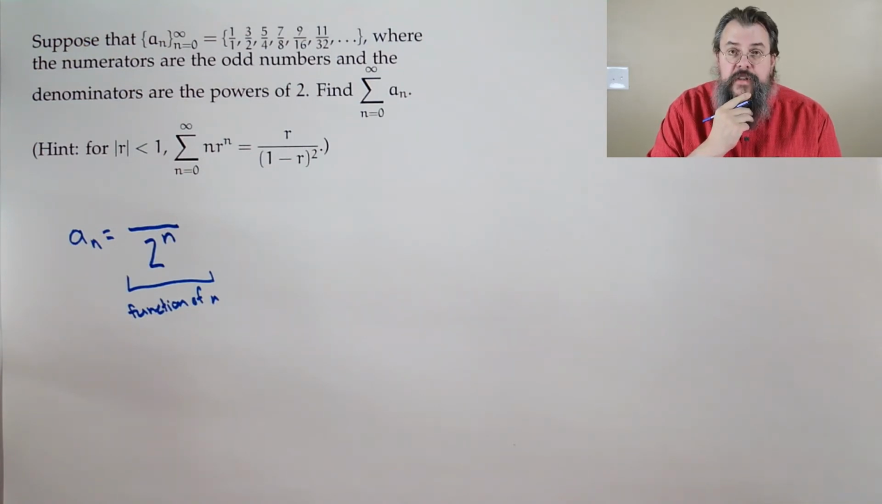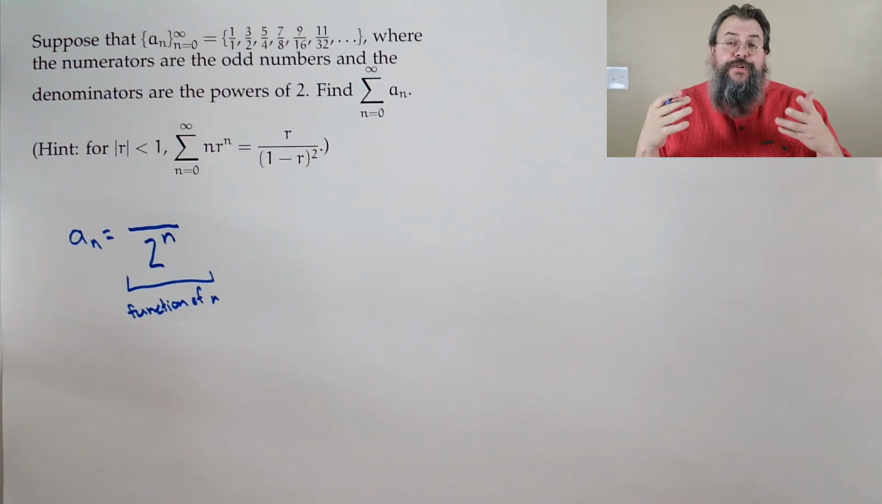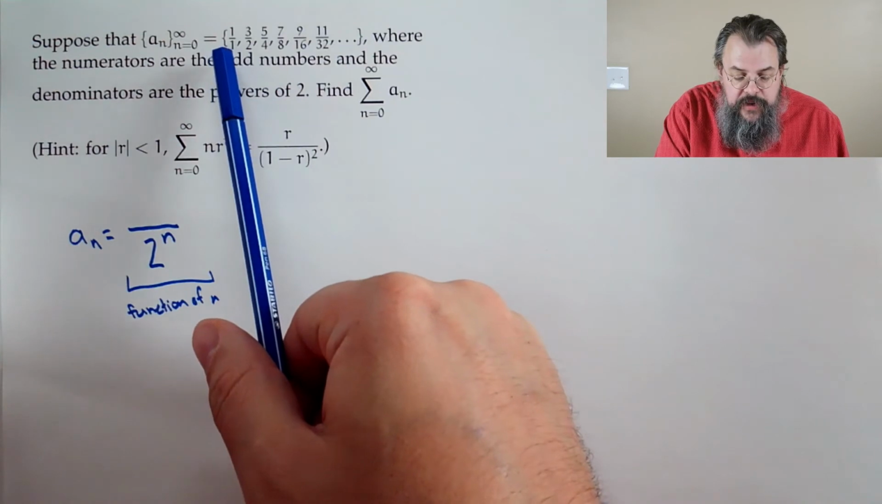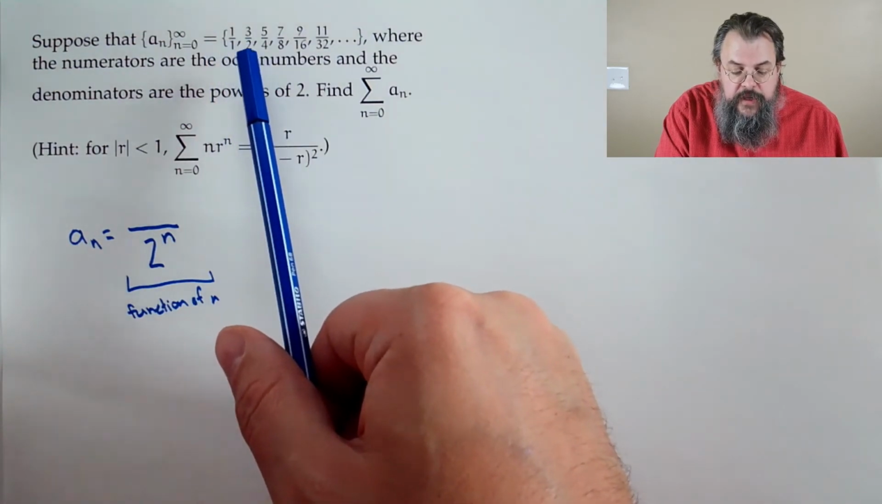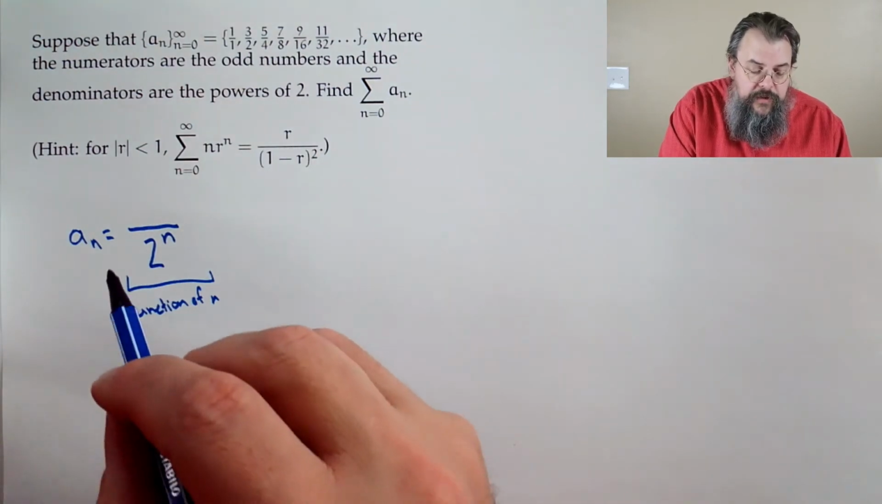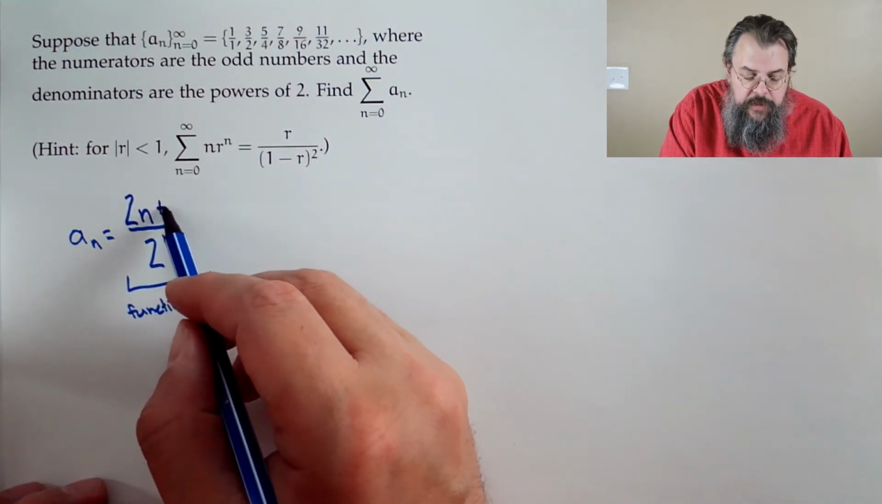Well, odd numbers, it looks like 2 times something plus 1. Every odd number has that form, 2 times a value plus 1. So that's like 2 times 0 plus 1, 2 times 1 plus 1, 2 times 2 plus 1, 2 times 3 plus 1. Okay, so the numerator looks like 2 times n plus 1.